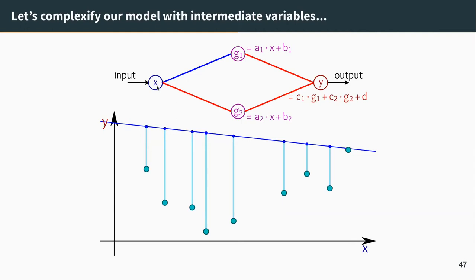And so here, to X, I apply a first linear model. So I compute G1, which is A1X plus B1. I compute a second linear model, G2, which is A2X plus B2. And then I combine both linear models to provide my output Y, so C1 G1 plus C2 G2 plus D. So now my model, instead of having two parameters, has 1, 2, 3, 4, 5, 6, 7 parameters, but I can encode them all as matrices, as arrays. I can still define a least square error, and so I can just optimize. And so let's see what it does.